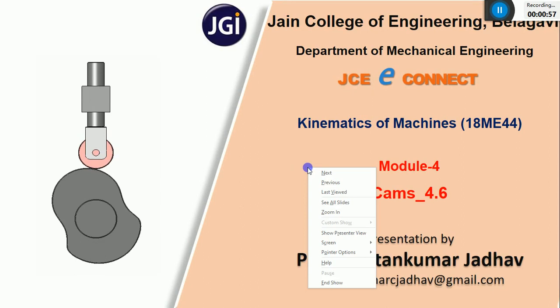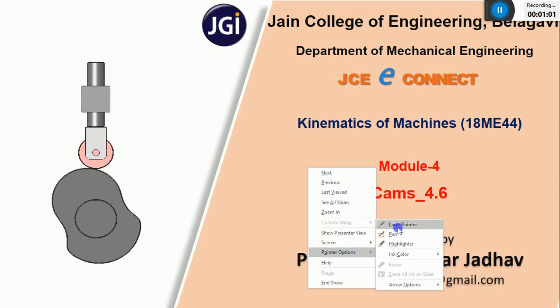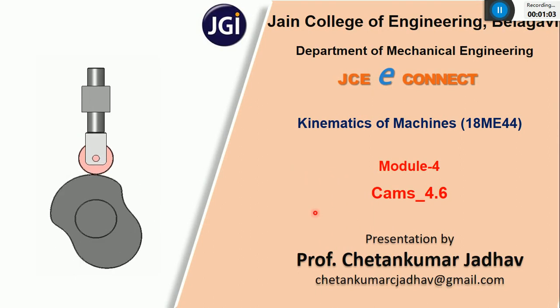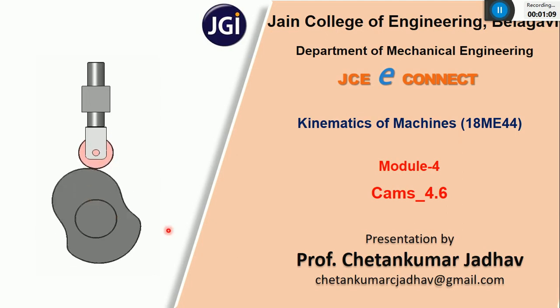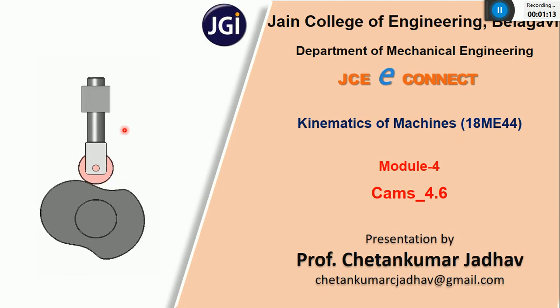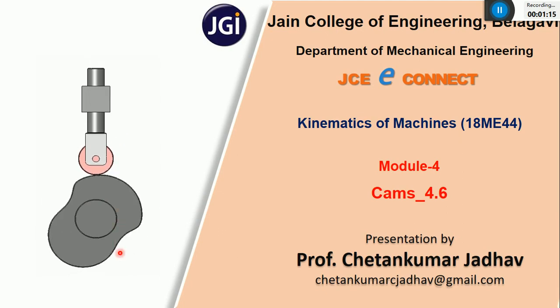This is your class number 6 of module number 4, and in this class we are going to solve one problem on this roller type of a follower. And one more thing is, you can observe this type of a cam and follower. So there is no dwell at all.